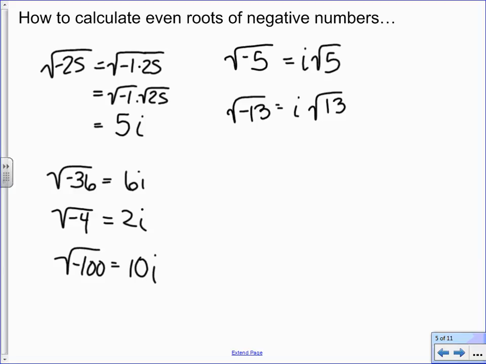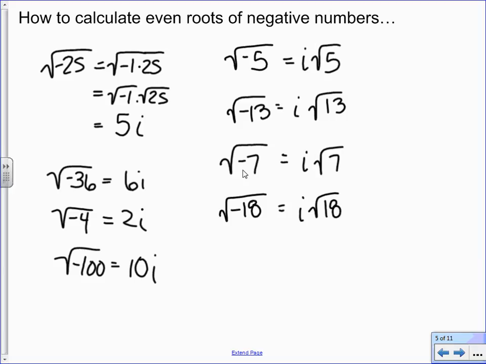So what about the square root of negative 13? I square root 13. Okay. The square root of negative 7. I square root 7. The square root of negative 18. Give me an answer. I square root 18. Perfect, and I'm going to tell you you're not done. Okay, so we have to go back.